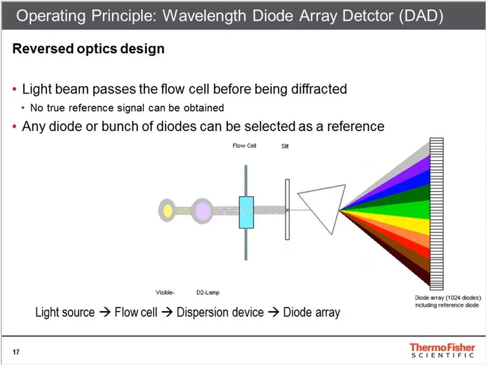In the detector with reversed optics, all of the light goes through the flow cell before it goes through the slit, and then it's divided by the prism or the grating. All frequencies are acquired at the same time by a diode array, and you will get a spectrum telling what frequencies of light are absorbed by the sample, which is very nice and gives extra information.